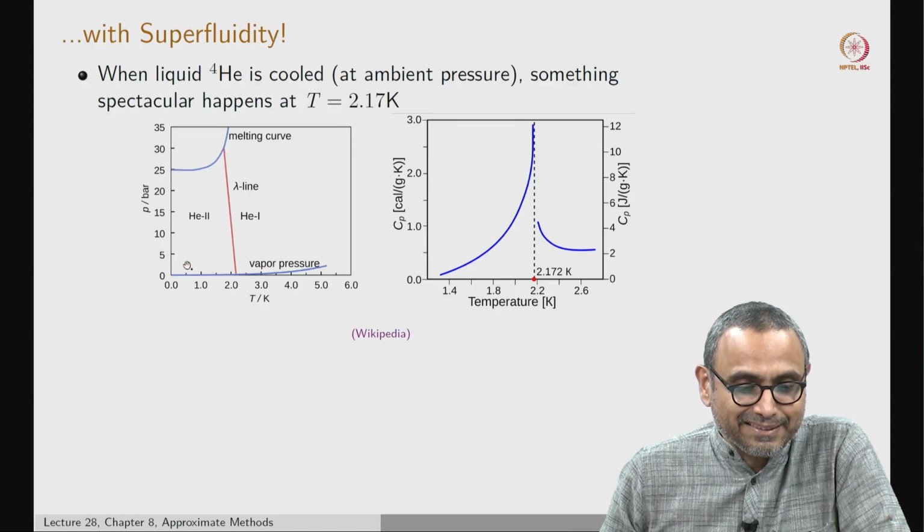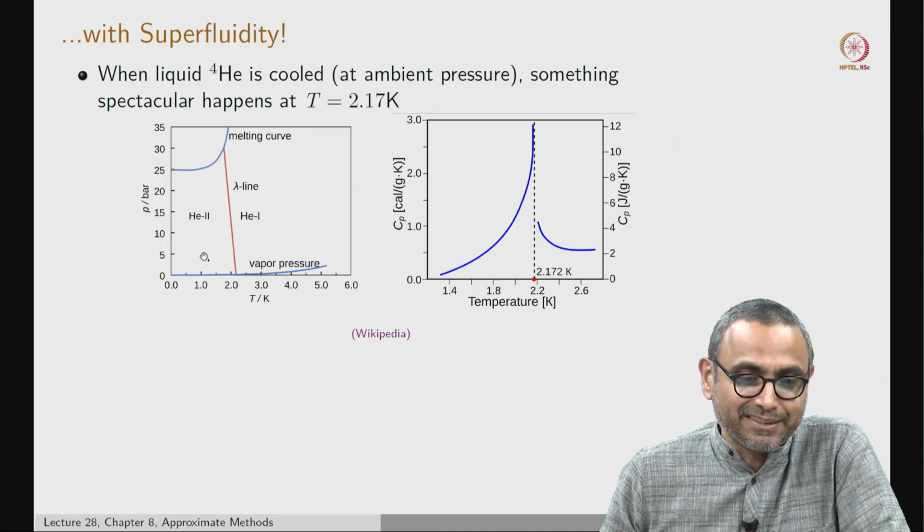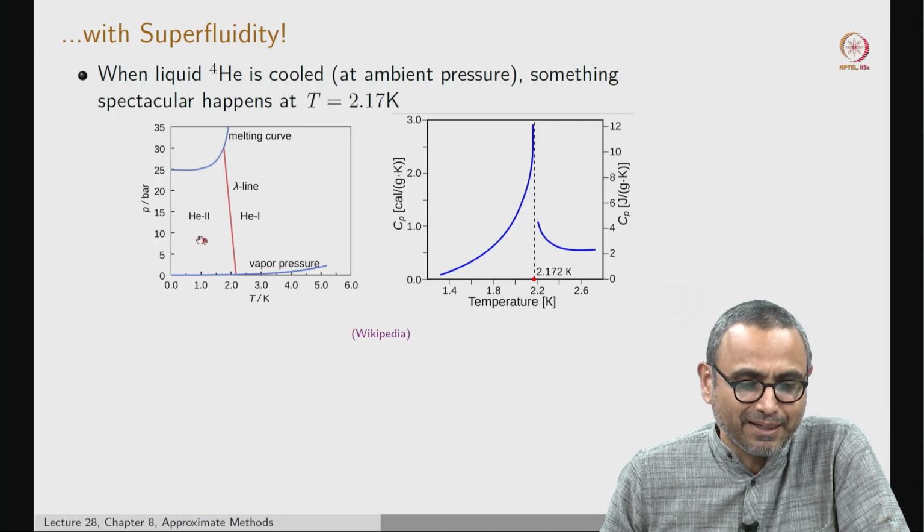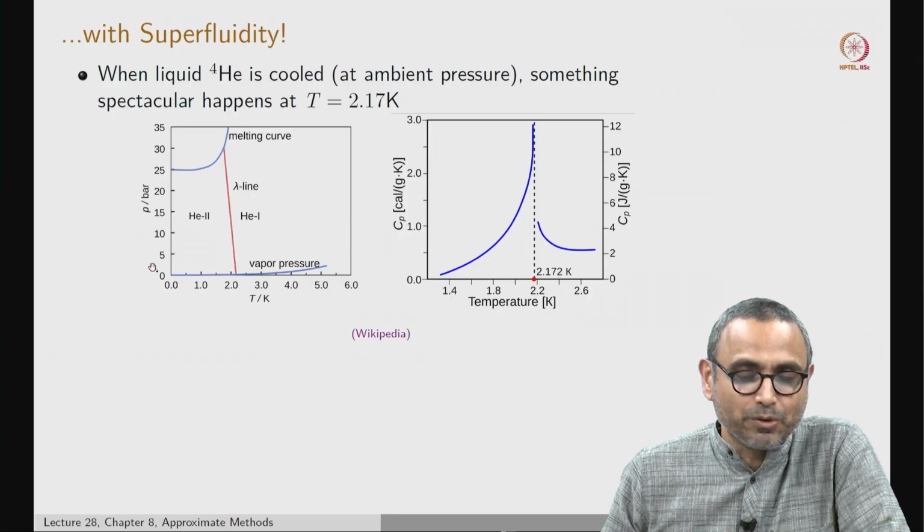And so what you find is, at any pressure, if you reduce temperature, there is a lambda transition and you go into the superfluid helium phase, which for any reasonable pressure, definitely at atmospheric pressure, 1 bar, you do get.